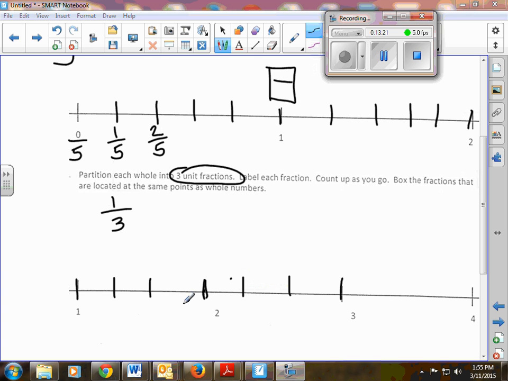Sorry about that. I just had a phone call. So where were we? Okay, between 1 and 2, you need to mark it in thirds. Between 2 and 3, mark it in thirds. And between 3 and 4, mark it in thirds.